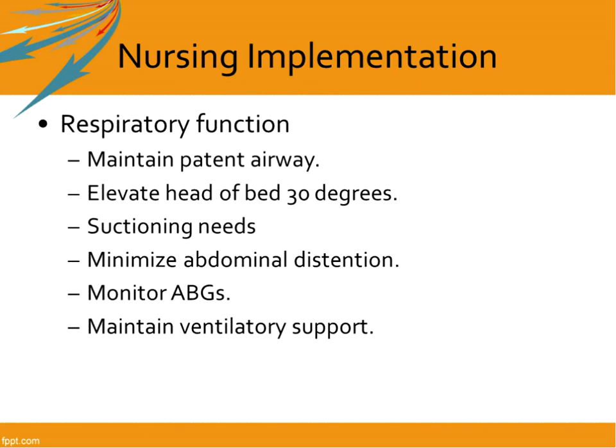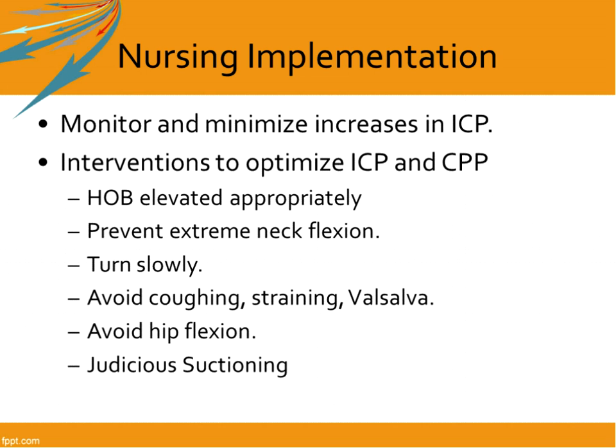Let's see, we want to prevent abdominal distension, so we might put an NG tube in. But again, there's something to remember here, that we would not do that if that patient has a basilar skull fracture. We need to watch the ABGs. We're paying attention to both the oxygen and the carbon dioxide levels. We want to continue to work to minimize increases in ICP.